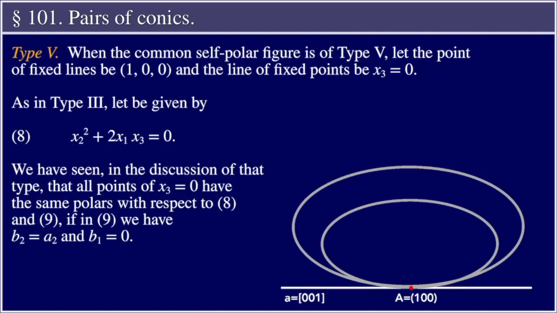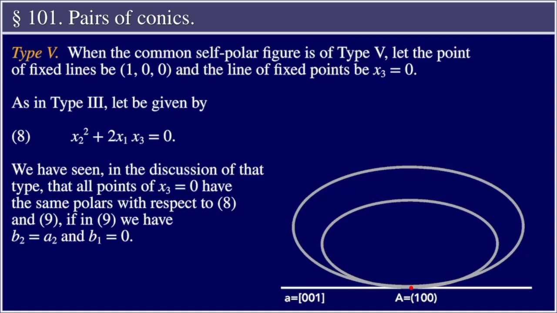Type 5. When the common self-polar figure is of type 5, let the point of fixed lines be (1, 0, 0), and the line of fixed points be x3 equals 0. As in type 3, let a squared be given by equation 8, x2 squared plus 2 x1 x3 equals 0. We have seen in the discussion of that type that all points of x3 equals 0 have the same polars with respect to equation 8 and 9.